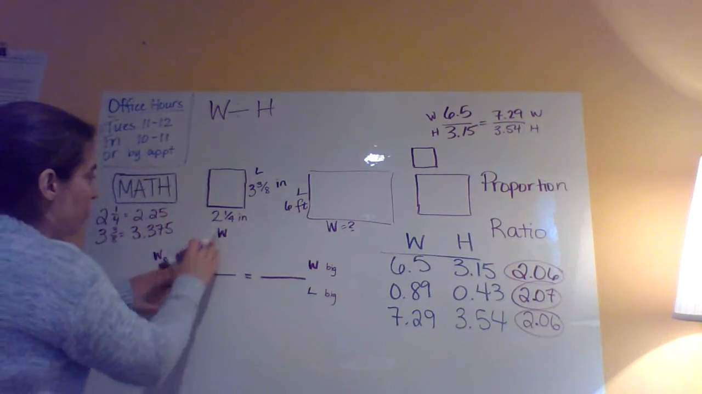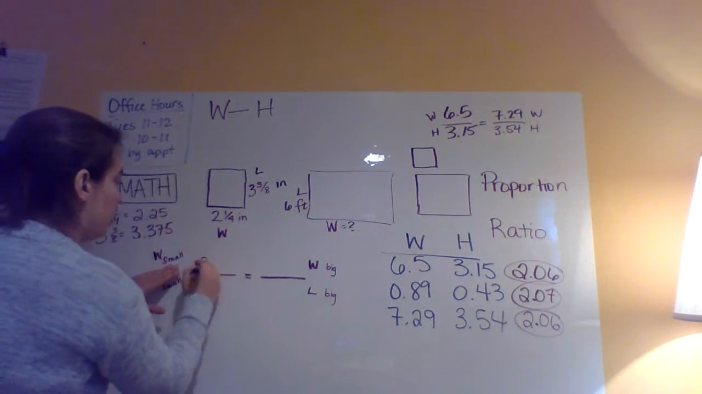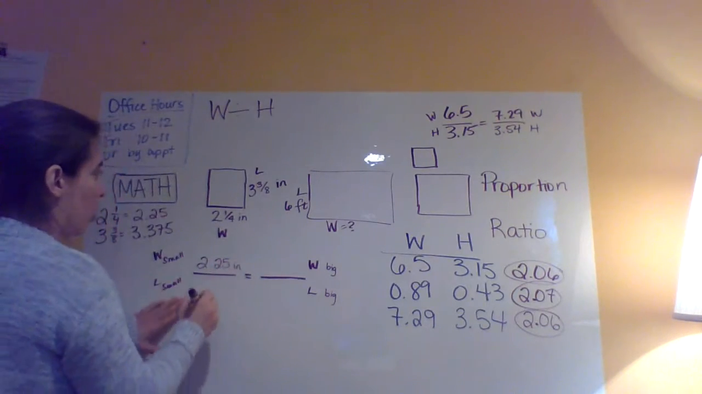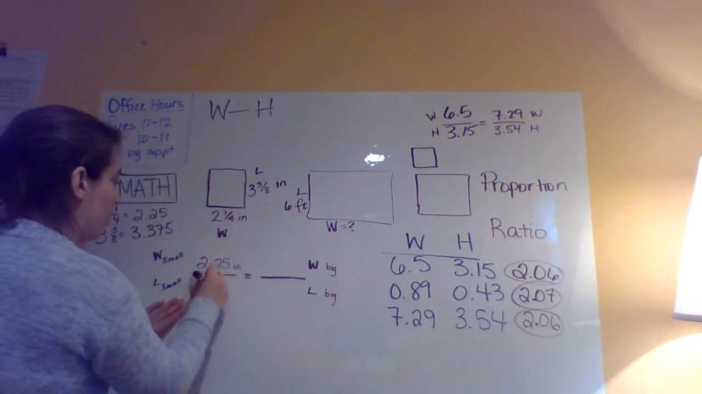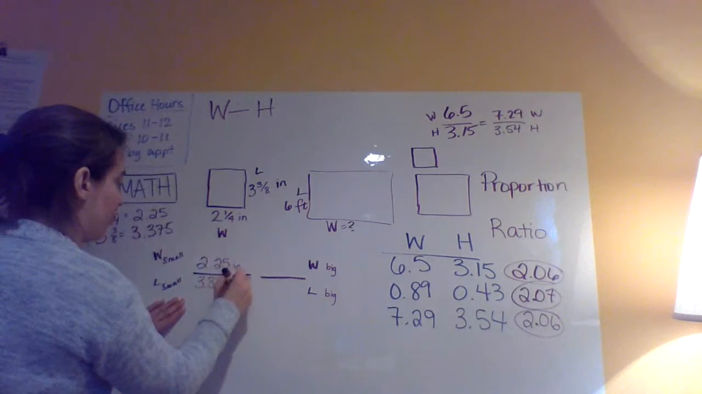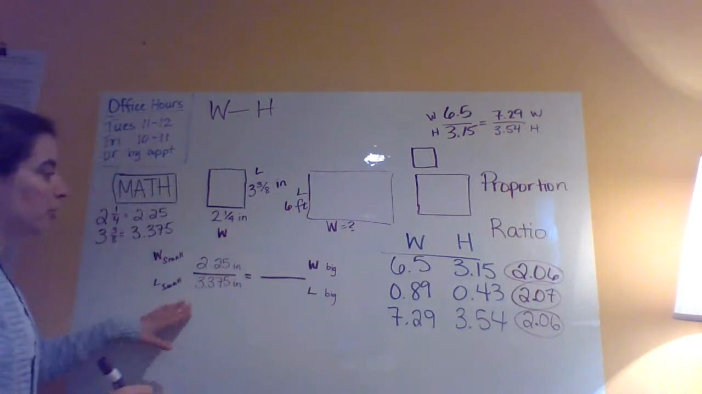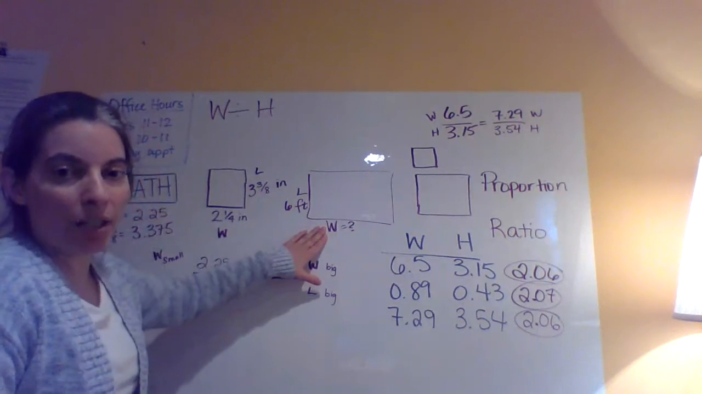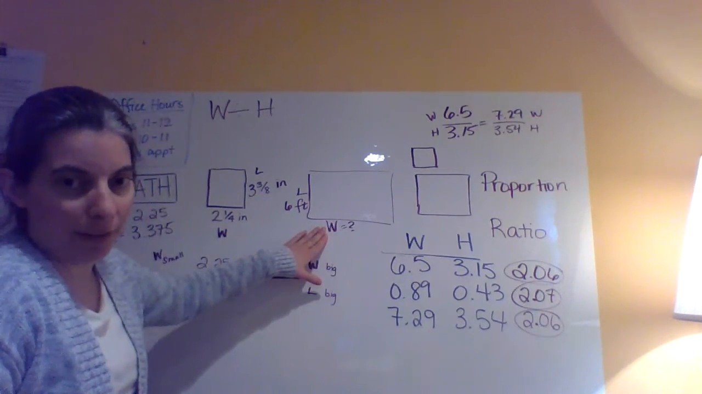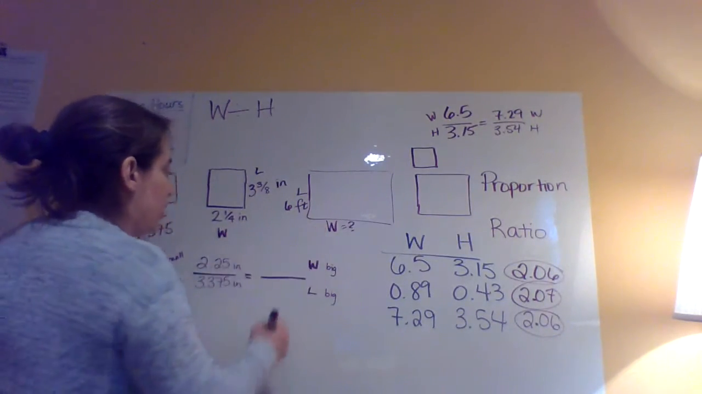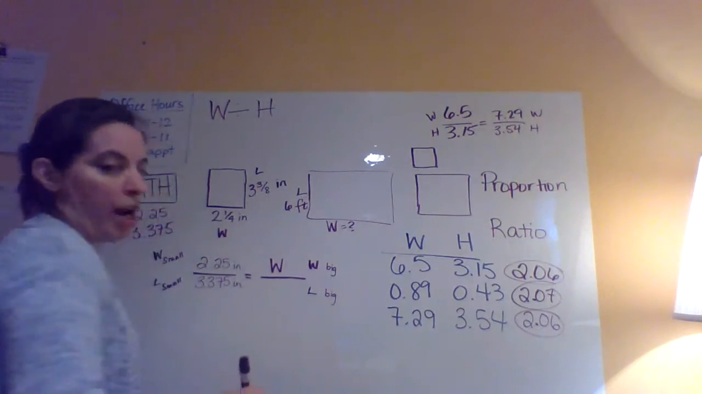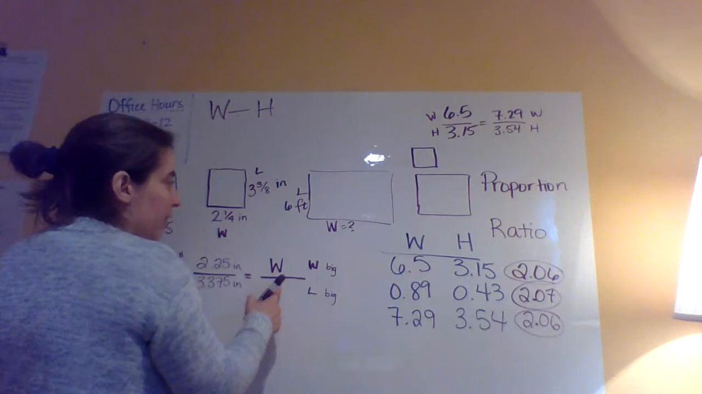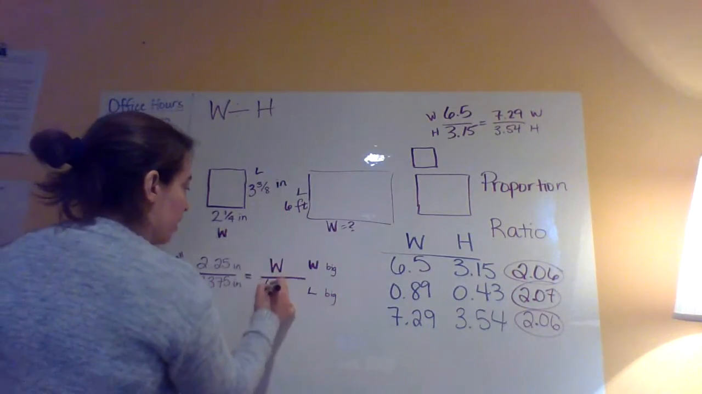So let's go ahead with width of the small one, which is 2.25 inches, over length of the small one, which is 3.375 inches. So now I have to do width of the big one. That's what I don't know. So think about what we can put in there. You can put in a variable, right? You can put in W or X, whatever you would like. And then the length of the big one is 6 feet.